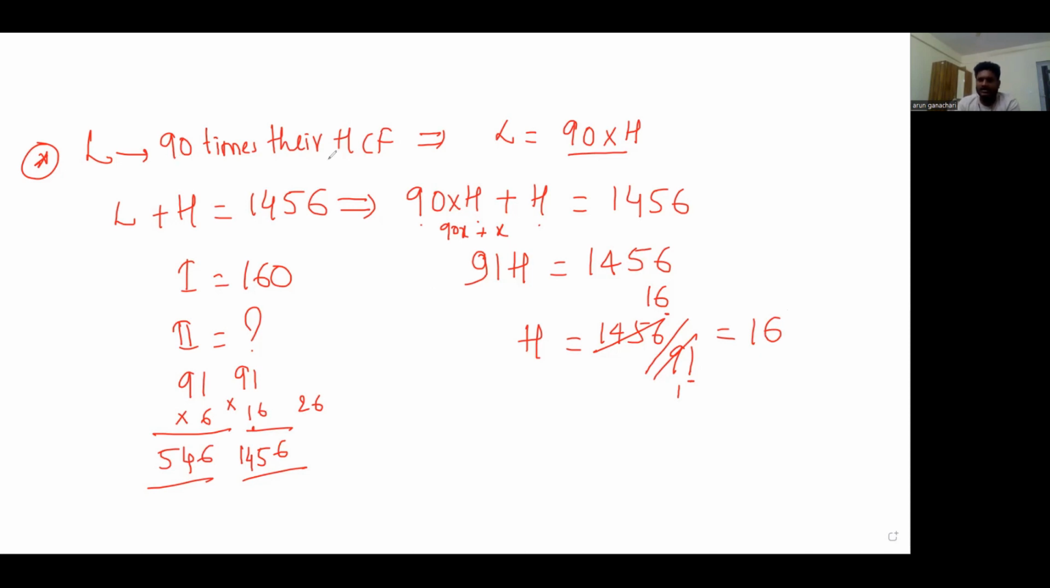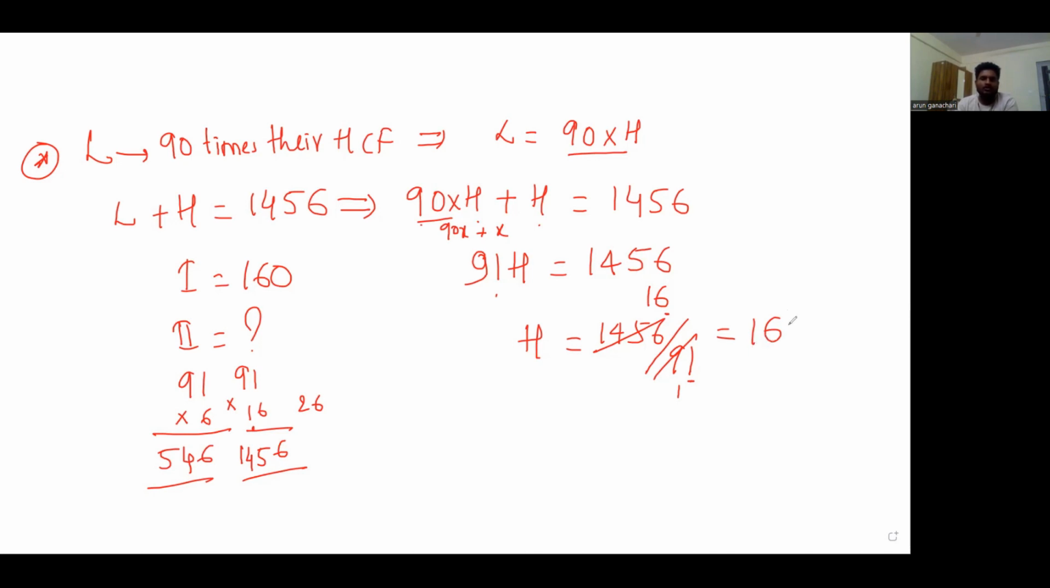So LCM was given as 90 times their HCF. So LCM is equal to 90 into H. We have been given one more hint, that is LCM plus HCF is 1456. So it will be 90 into H plus H, because 90 into H is nothing but LCM here. So it became 91H, which is equal to 1456. So HCF is 1456 divided by 91.